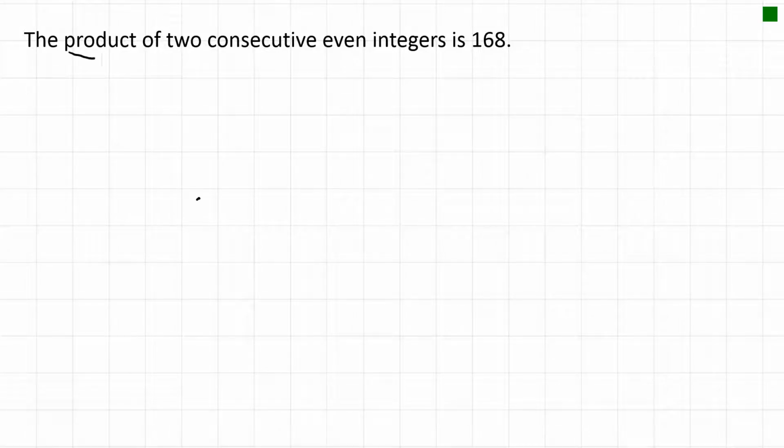So reviewing again, product means multiplication, consecutive means 2 in a row, and this time we're talking about even integers. So if we start with 2, then the next consecutive even integer would be 4. Or if we start with 12, then the next consecutive integer would be 14. Or going even bigger, 102 times 104.